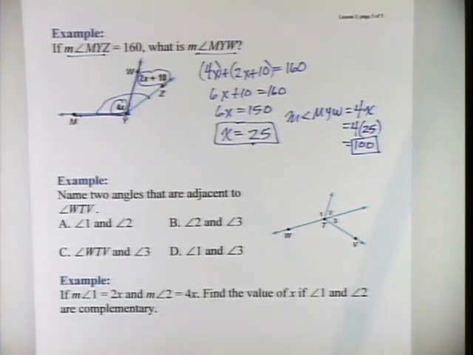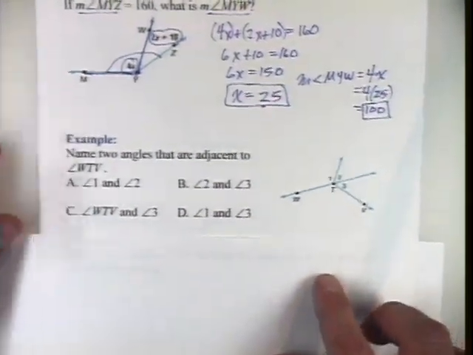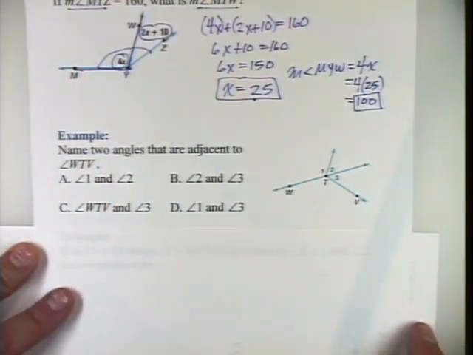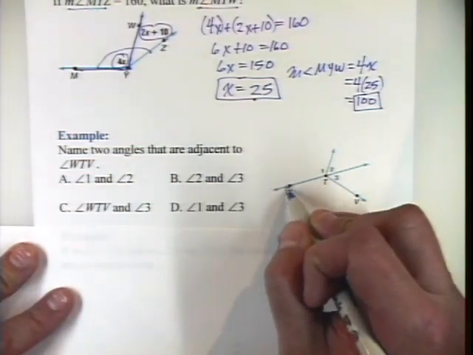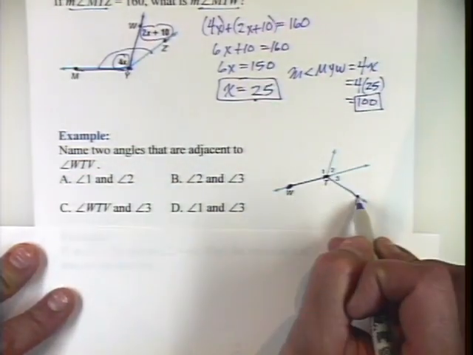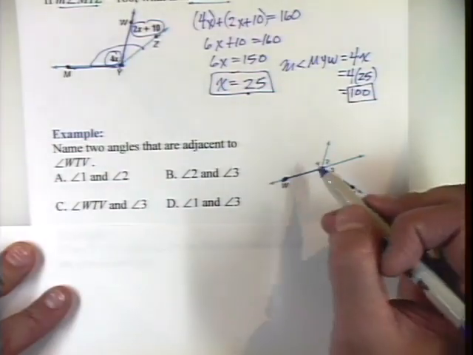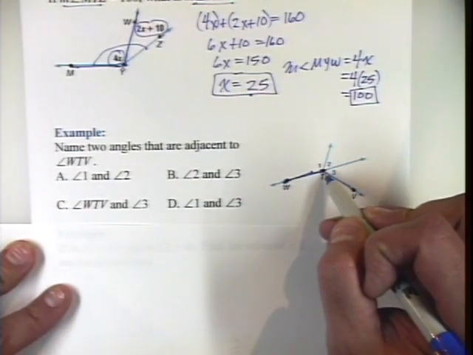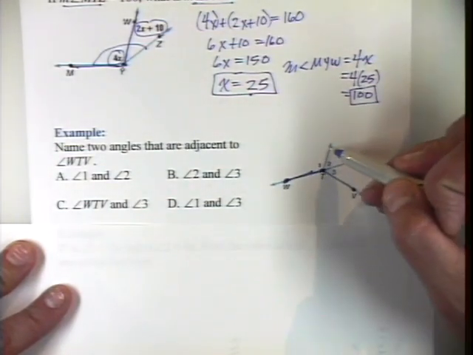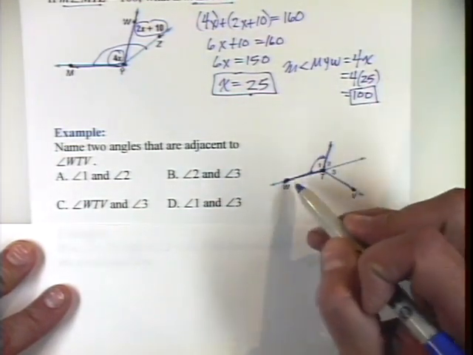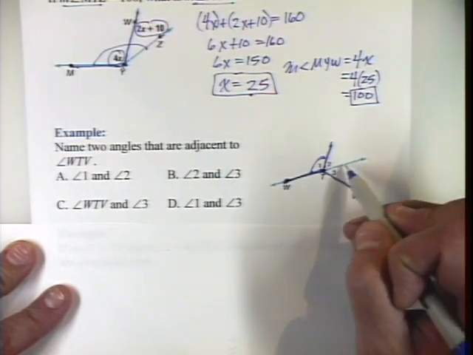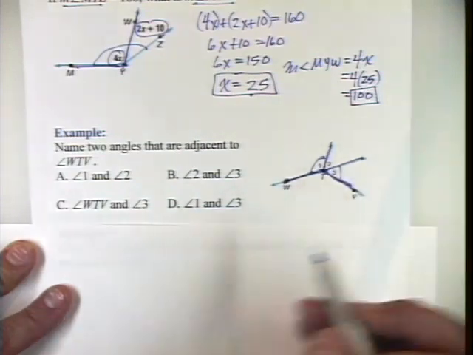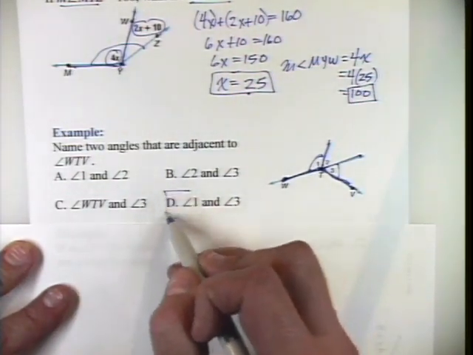All right, we're almost done here. It's almost time for the Say What. One more example. Name two angles that are adjacent to angle WTV. Two angles that are adjacent. Remember, adjacent angles have to share a side and a vertex, but no common interior points. So it appears that angle 1 right here is adjacent to this angle, and adjacent to it also is angle 3. So 1 and 3 appear to be adjacent to each other.